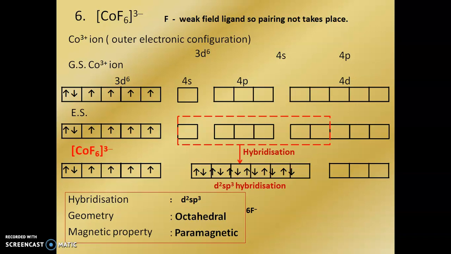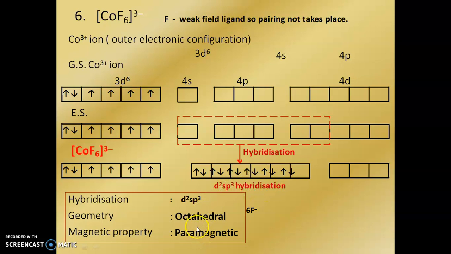Next we see [CoF6]3-. In that, fluorine is a weak field ligand, so here no pairing takes place. Hence for the hybridization, the empty hybrid orbitals of cobalt are one 4s, three 4p and two 4d orbitals. These orbitals are used for the hybridization, which overlap with the 6 fluoride ions, and they form sp3d2 hybridization.